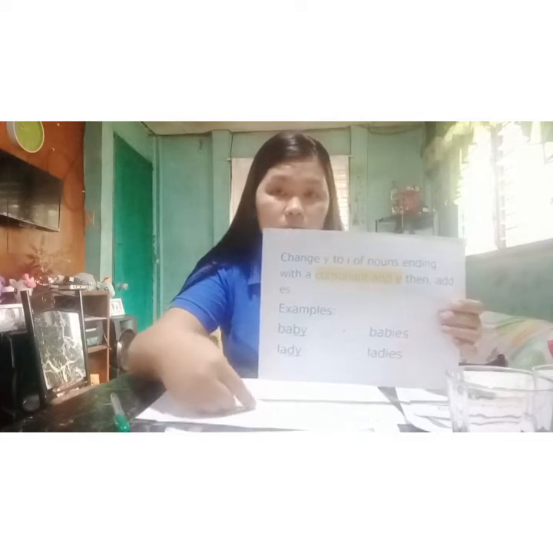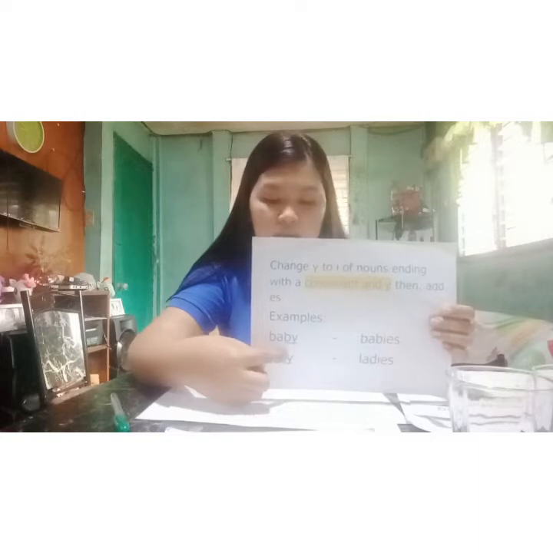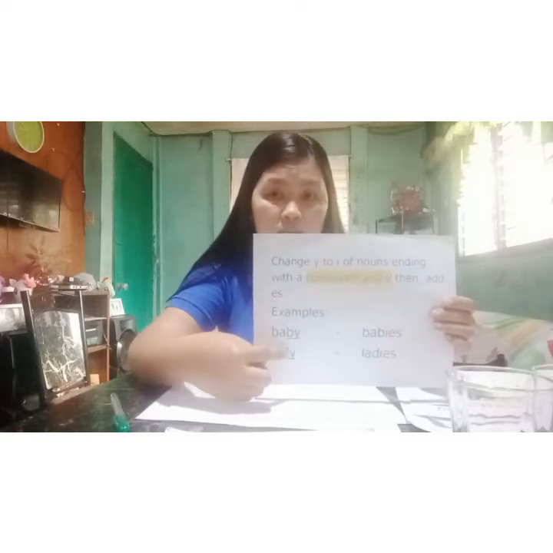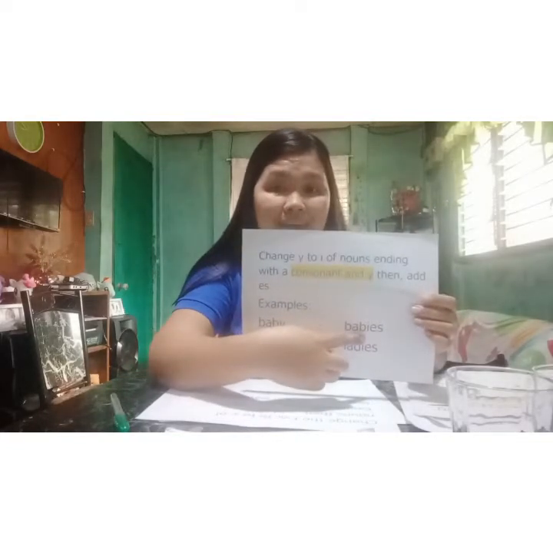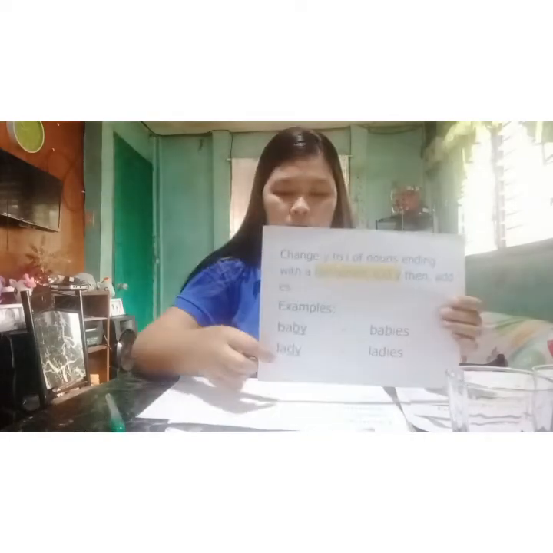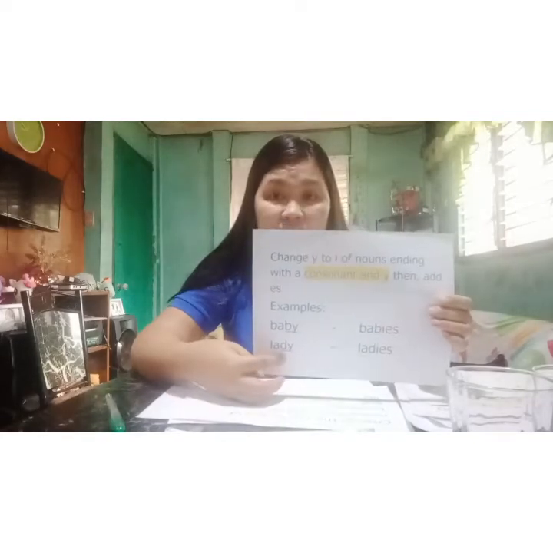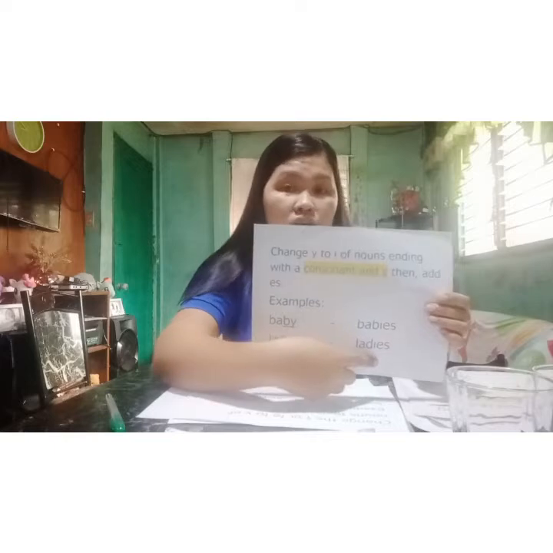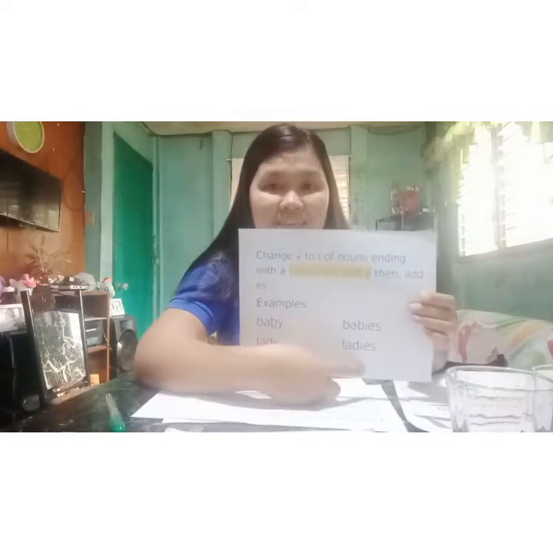baby. The letter before Y is a consonant. It's B, it's a consonant. So what do we do? Change Y first to I, then you add ES. So baby becomes babies. Another example, lady. The letter before Y is D. So you need to change Y to I, then you add ES. So lady becomes ladies.